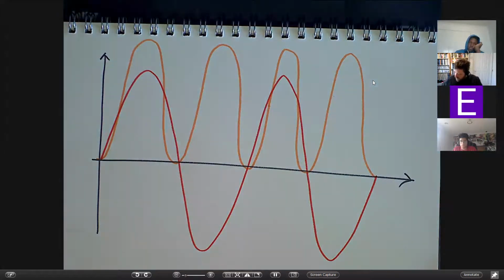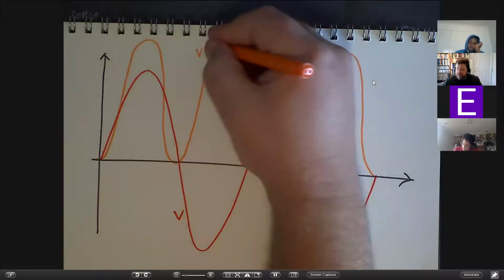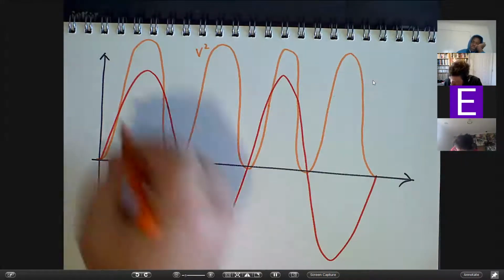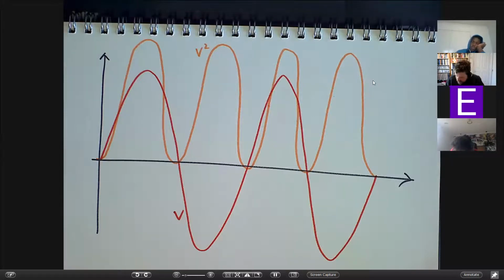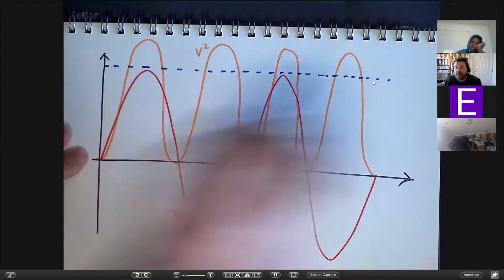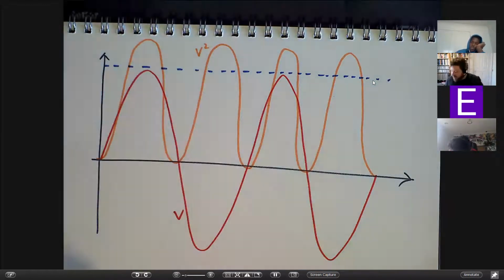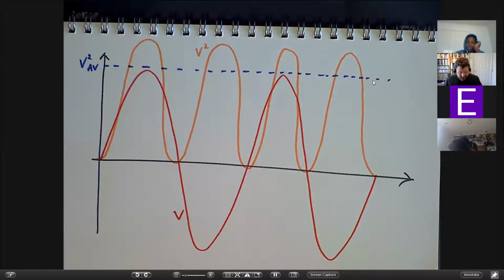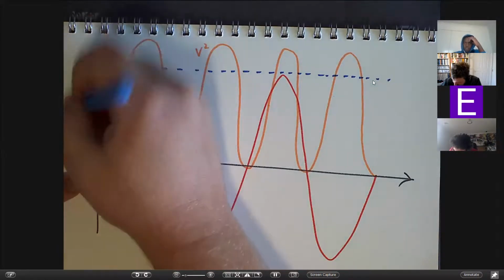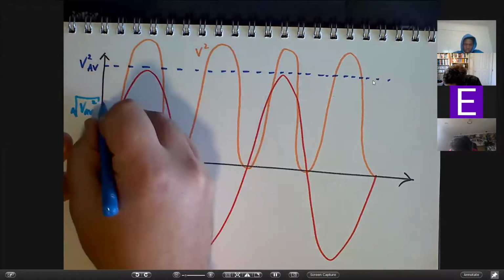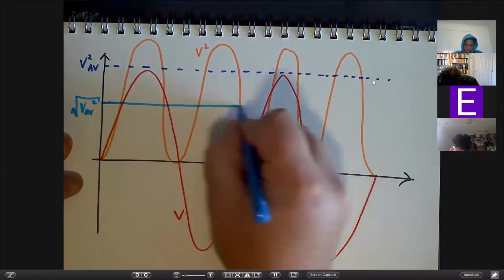So this is V. This is V squared. Then mathematically, we take the average of those squared values. So just every microsecond, we take a value, we go all the way up, we add them all together, we divide by the total amount of time, and we get the squared average. And then we take that value and we take the square root of it. Okay? Why would we want to do that? So we get the square root of V average squared, and that puts us down about here.